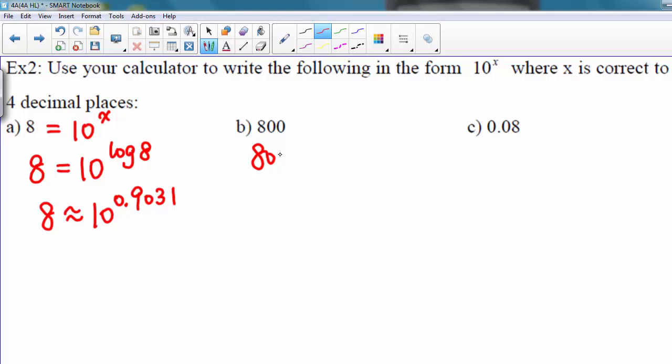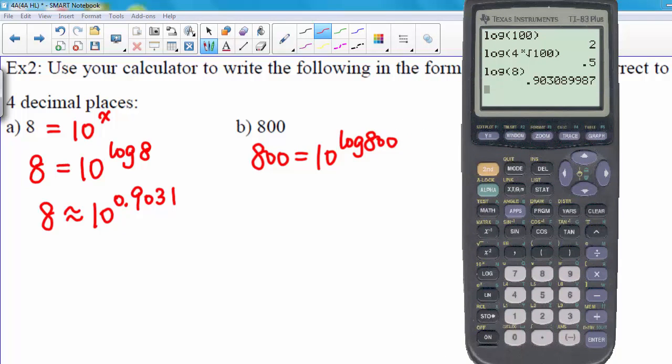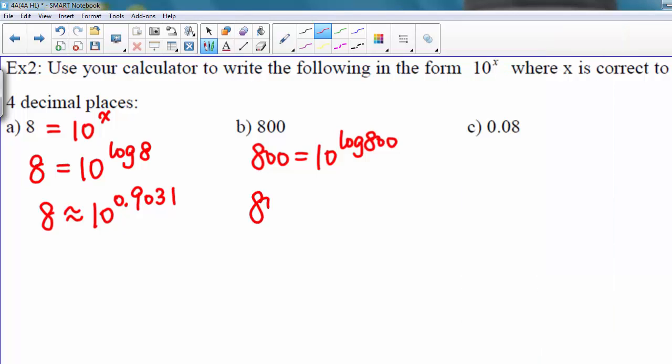800, it's the same thing. We use the first identity. 800 is 10 to the power of log 800. So let's look at what the calculator will bring us for log 800. Oh, log 800 is 2.903. So anyways, I can convert 800 to a power of 10, which is 10 to the power of 2.9031. So 0.08, the same idea.